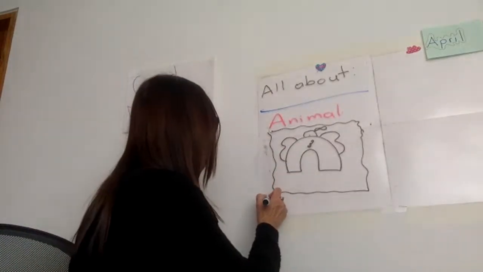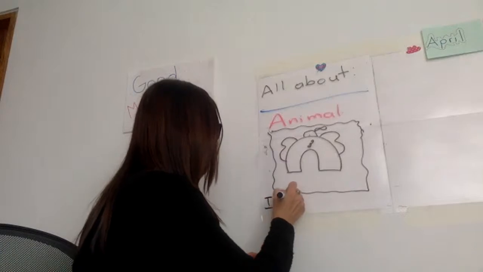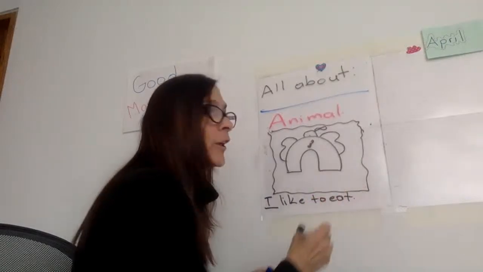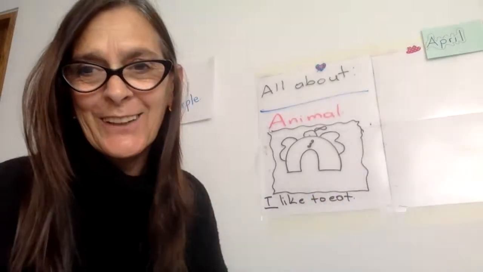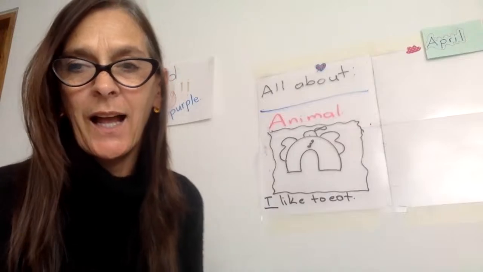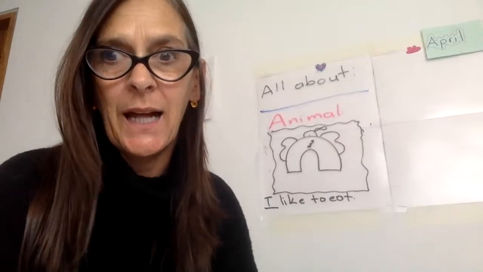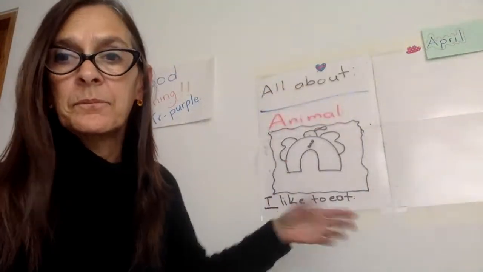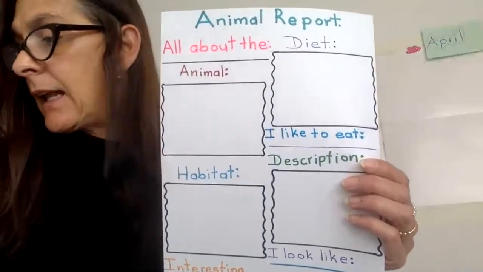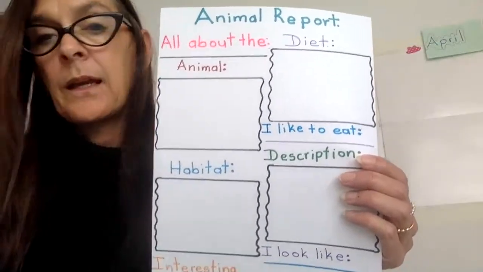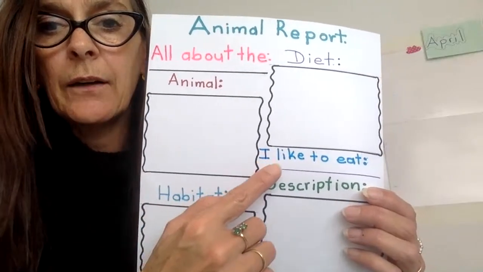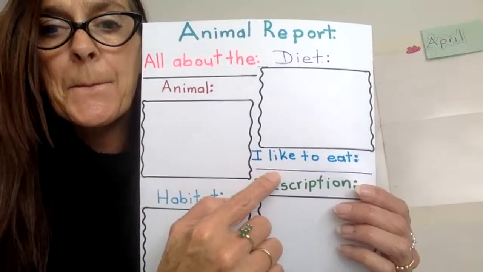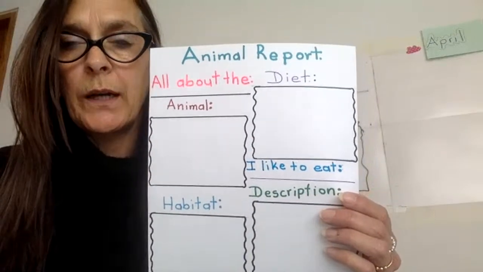I like to eat. You know what they like to eat? They like peanuts a lot. They like peanuts. So I just wrote, I like to eat peanuts. My elephant likes to eat peanuts. So if we see here, I like to eat peanuts. I am going to write down.